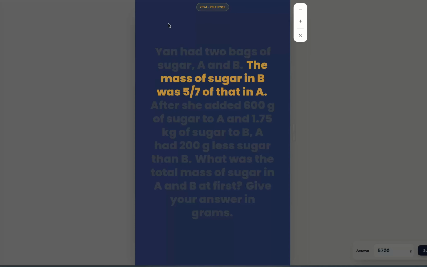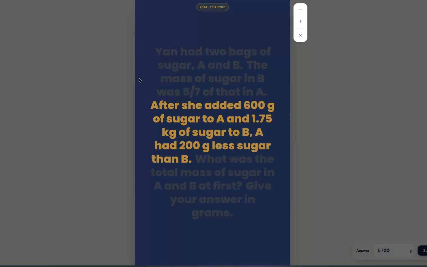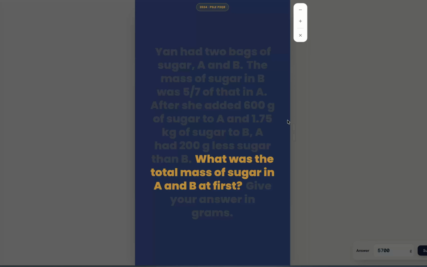Question 8. Yan had 2 bags of sugar, A and B. The mass of sugar in B was 5/7 of that in A. After she added 600 g of sugar to A and 1.7 kg of sugar to B, A had 200 gram less sugar than B. What was the total mass of sugar in A and B at first? Give your answer in grams.